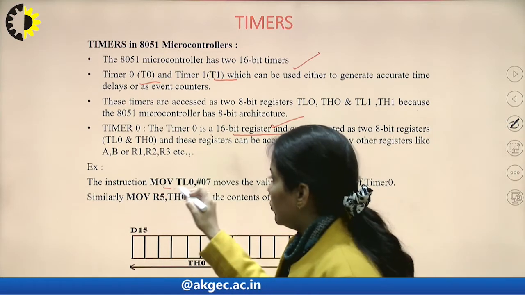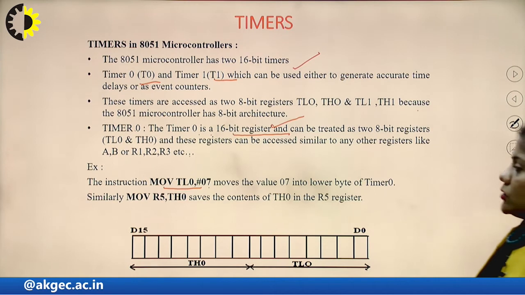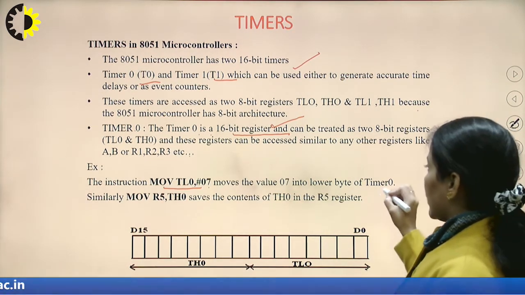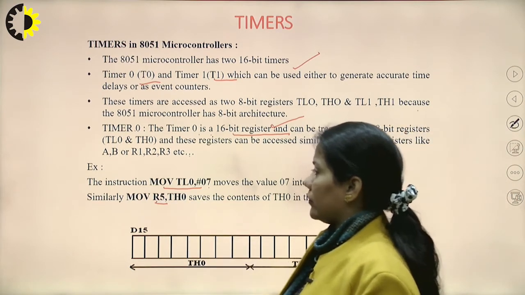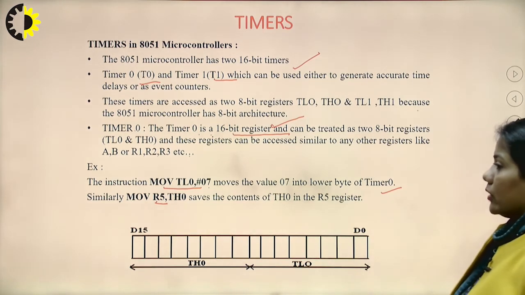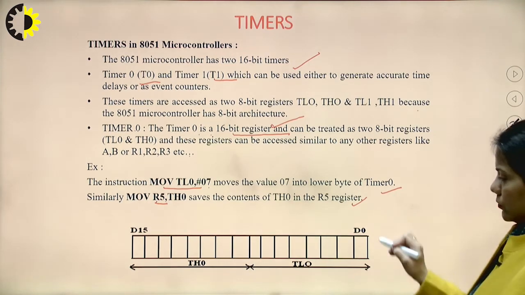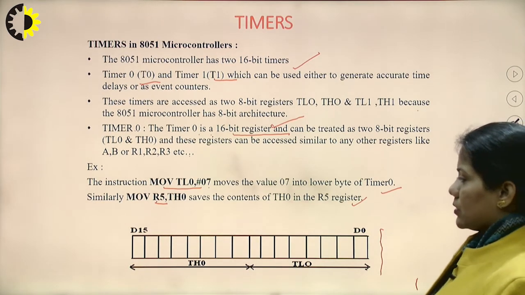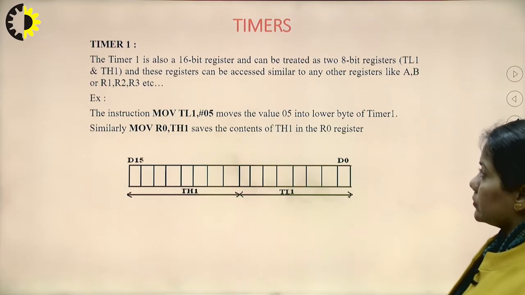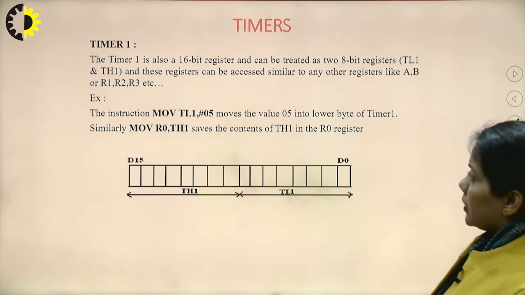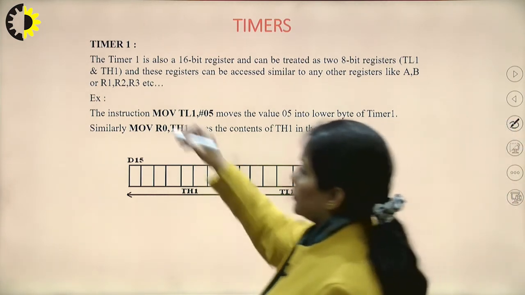Now, the instruction MOV TL0, #07 means the immediate data 07 is moved to the lower order byte of timer 0. And when we write MOV R5, TH0, that means the higher order byte of timer 0 is saved into the R5 register. So the 16-bit timer register is shown as TH0 and TL0 in two parts. And timer 1, again, is a 16-bit register, and it can be divided into two registers, TL1 and TH1, and these can be accessed like this.